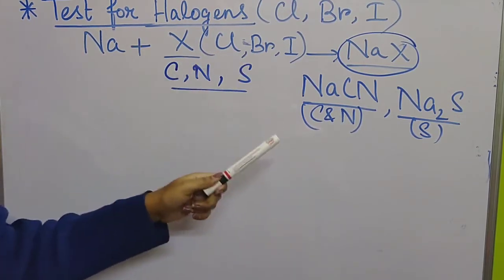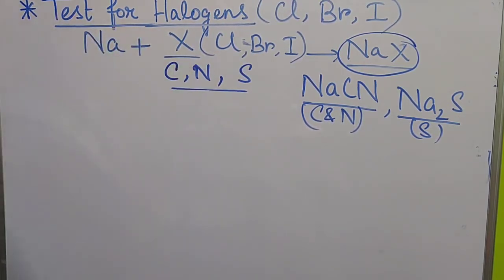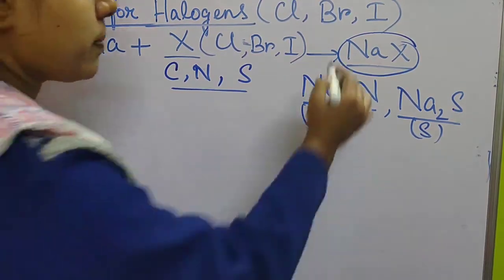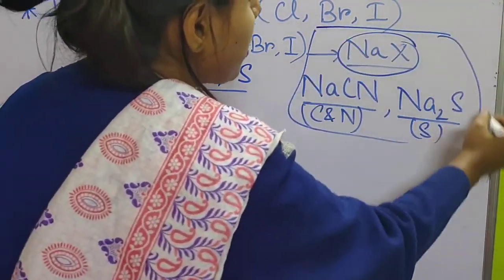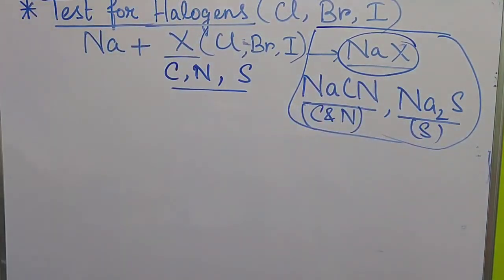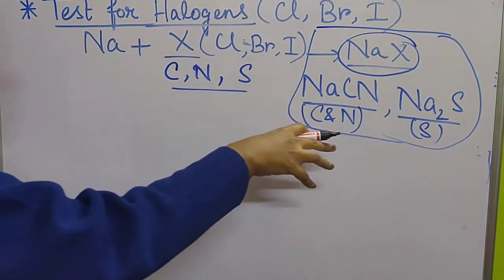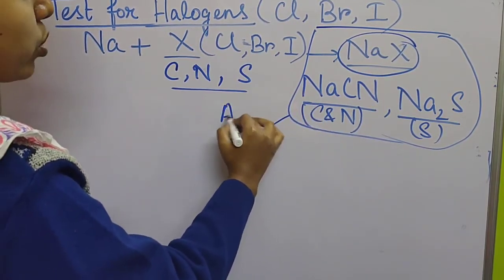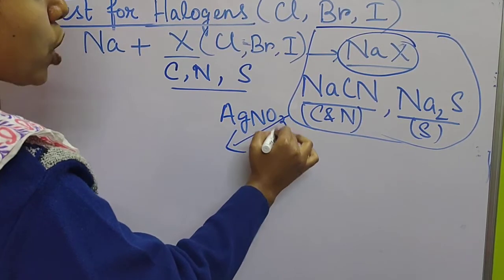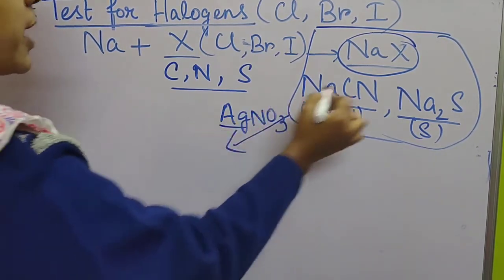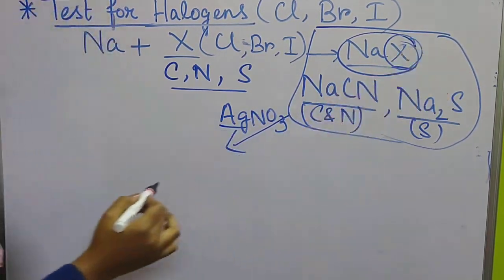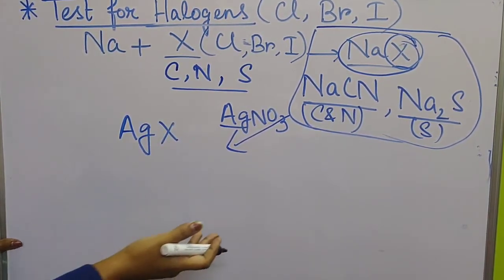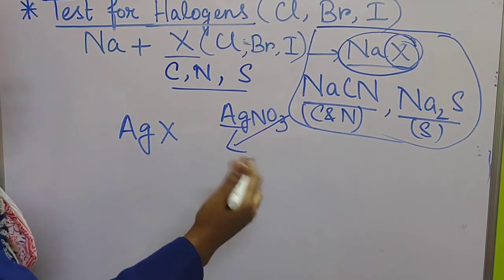Now, if you add silver nitrate directly to the sodium extract, all three of these compounds are present in the sodium extract, right? And if you directly add AgNO3 here, what will happen? Obviously, silver will react with the halogen forming AgX. AgX means either AgCl or AgBr or AgI.